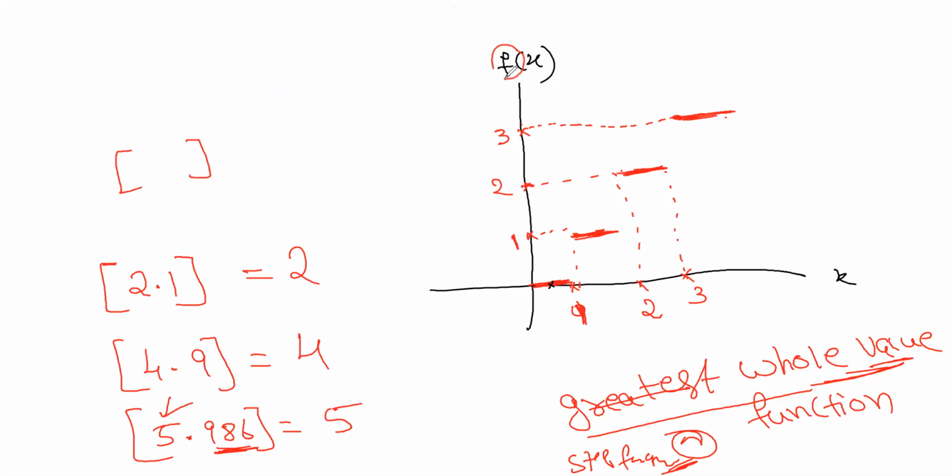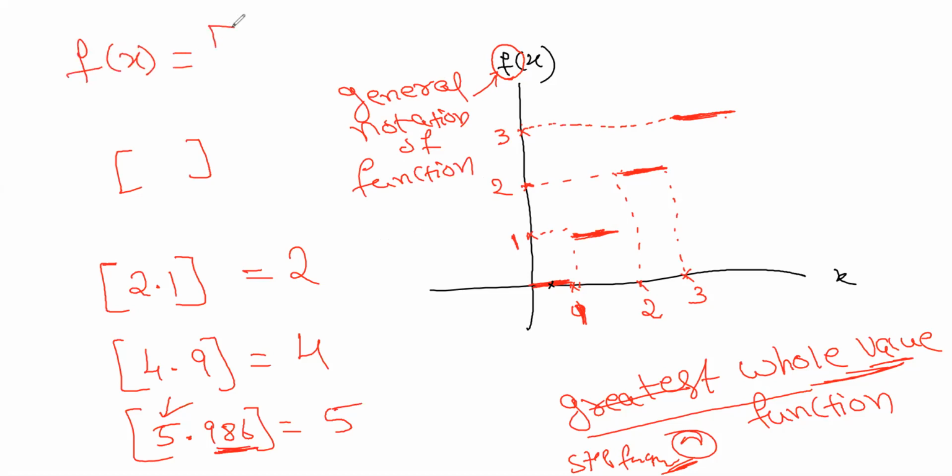f you have to represent when you don't know what function it is. f is the general notation of function. It is just the general notation. Here, f of x equals step x. Got it?